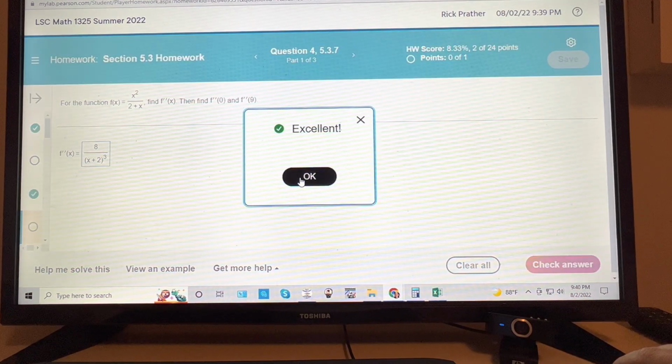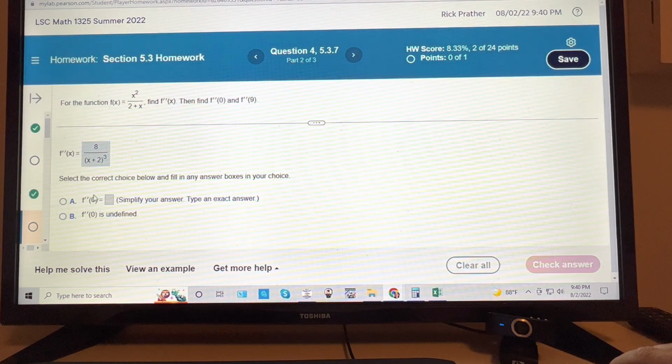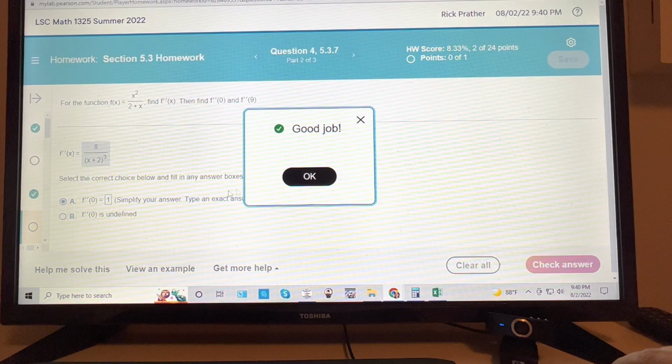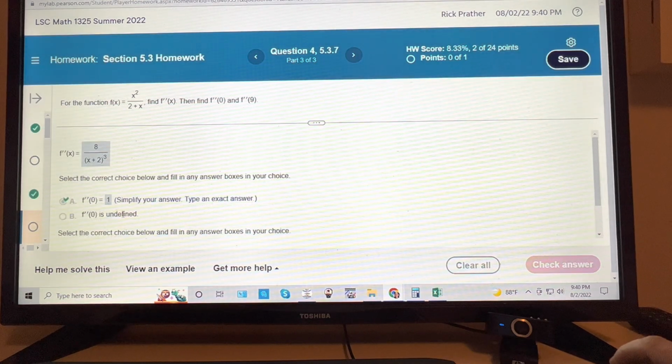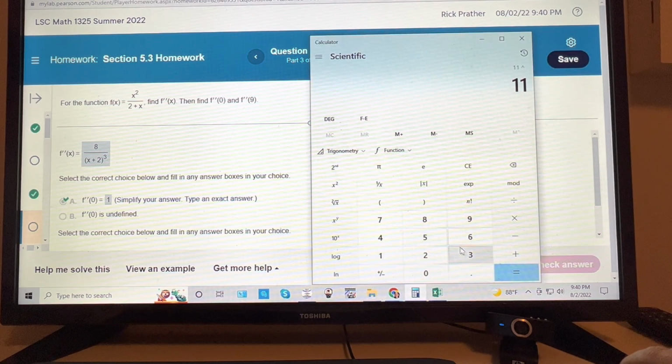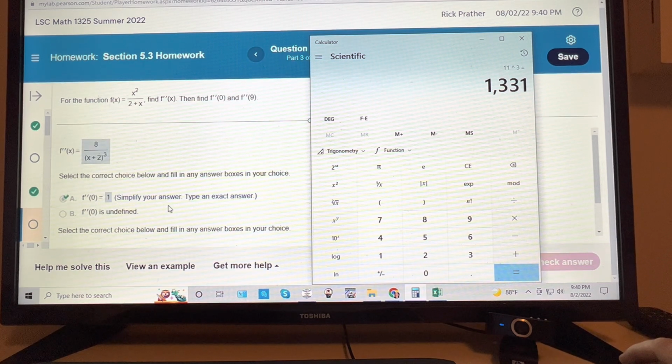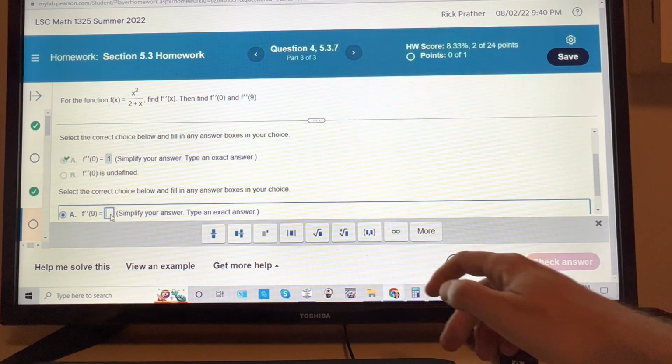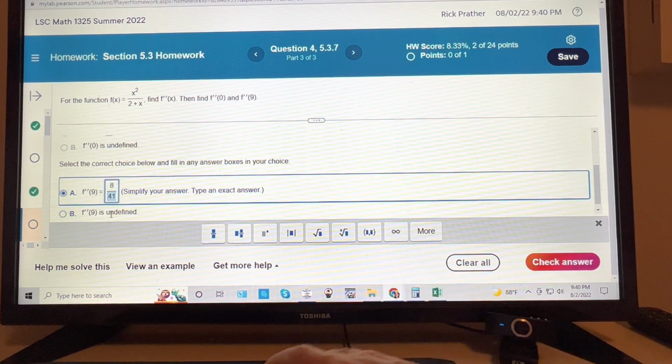See, now plugging 0 is really easy. 0 plus 2 is 2. 2 cubed is 8. 8 divided by 8 is 1. And plug 9 in. 9 plus 2 is 11. 11 to the third power is 1331. And that should not reduce with 8 because 8's an even number and this is odd. 8 only divides by 2, 4, and 8, and this shouldn't divide by any of those. So you just leave it then, 8 over 1331.